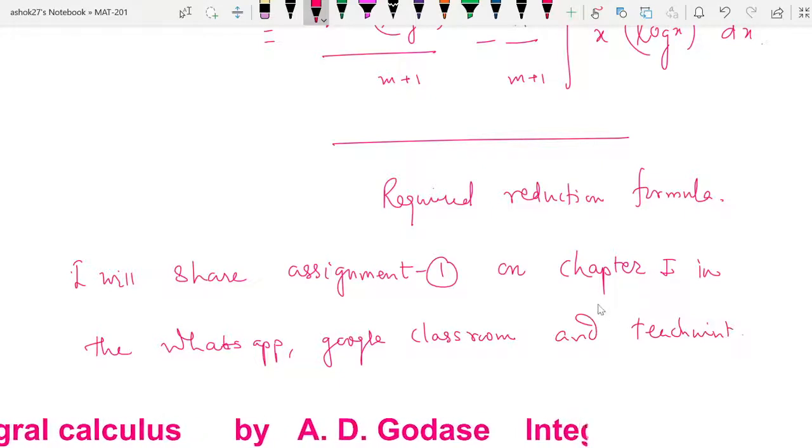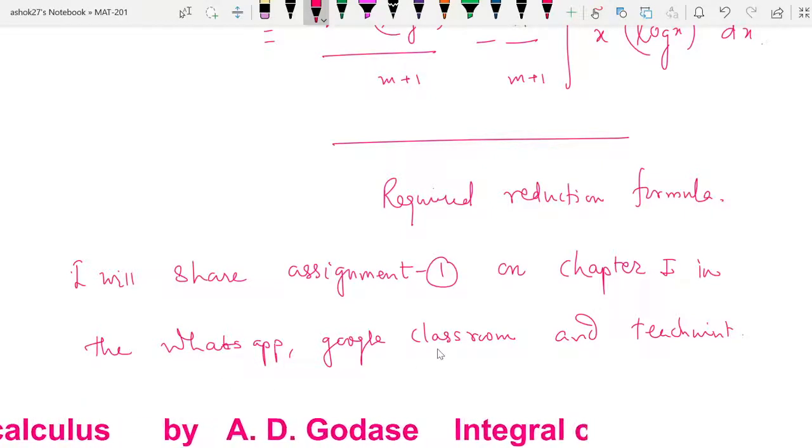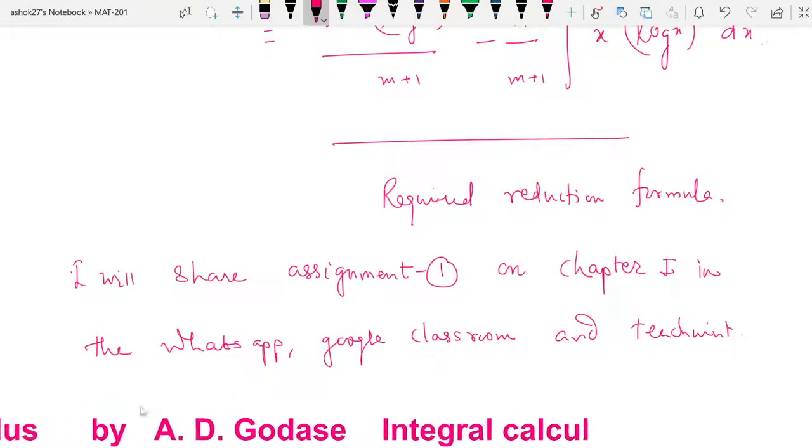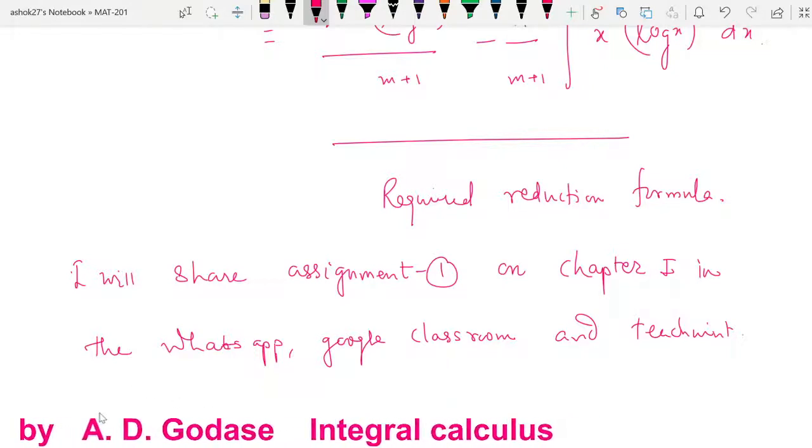So in the next lecture we'll continue with the next chapter, that is integration of algebraic and rational functions. So I'll stop here.